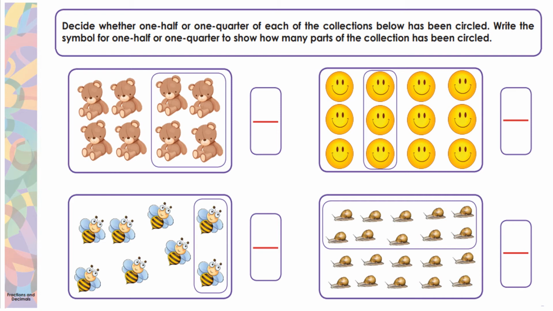Look at the smiley faces. If I put circles around groups, if each group had 3 in it, how many groups would there be? Is it halves or is it quarters? Do the same thing for the bees. How many groups, if I was going to put a circle around 2 bees, how many groups would I get? If it's 4, that would have to be quarters. If 2 groups, it would be halves.